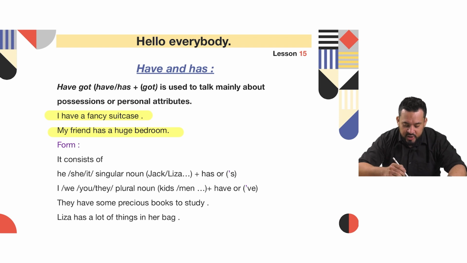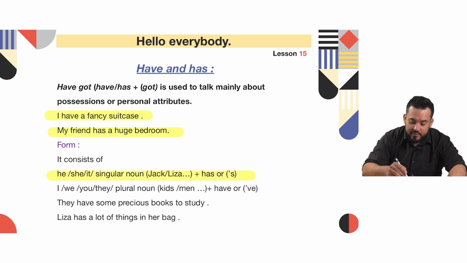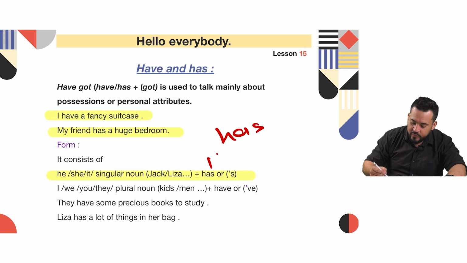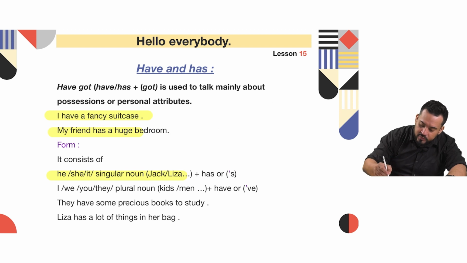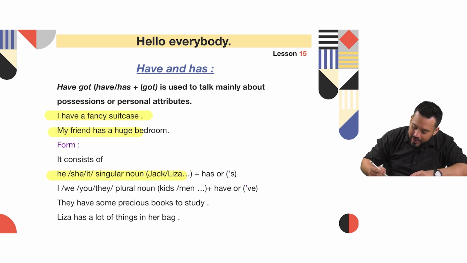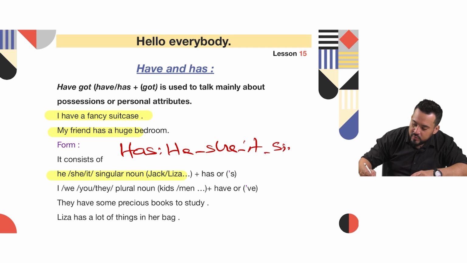It consists of he, she, it, singular noun, plus has. So what does that mean? That means we use has with he, she, it, or single noun. Okay, so has, it's used with he, she, it, or single nouns, okay?